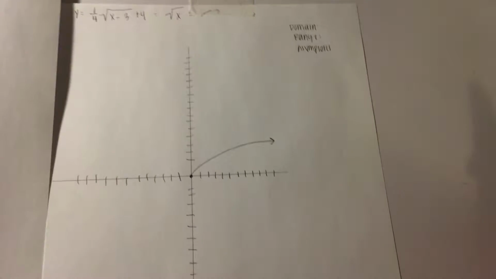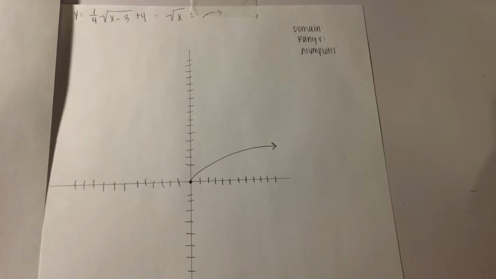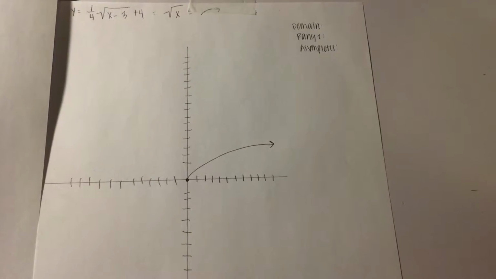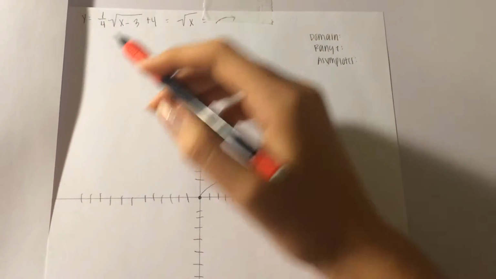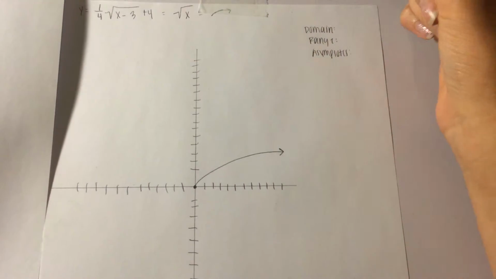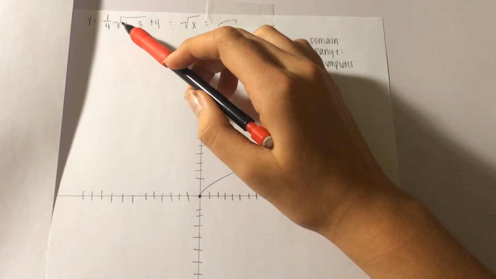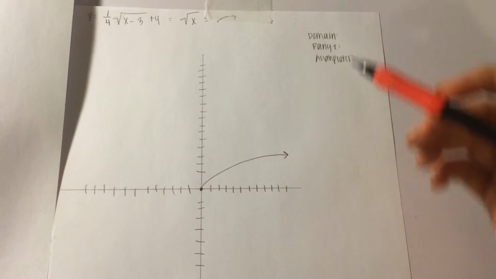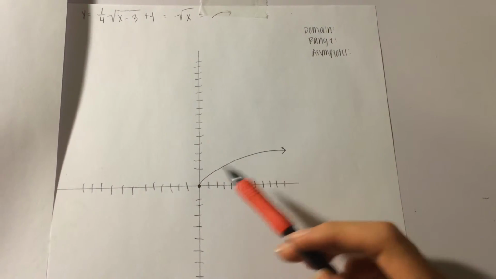So in this video we're going to talk about advanced functions, the graph, its characteristics, and its transformations. So for my equation, I have 1/4 square root of x minus 3 plus 4, and I notice that square root of x, so I know my parent function will look like this.